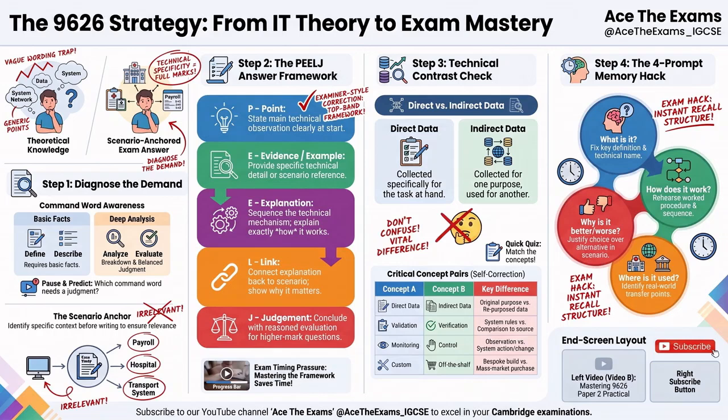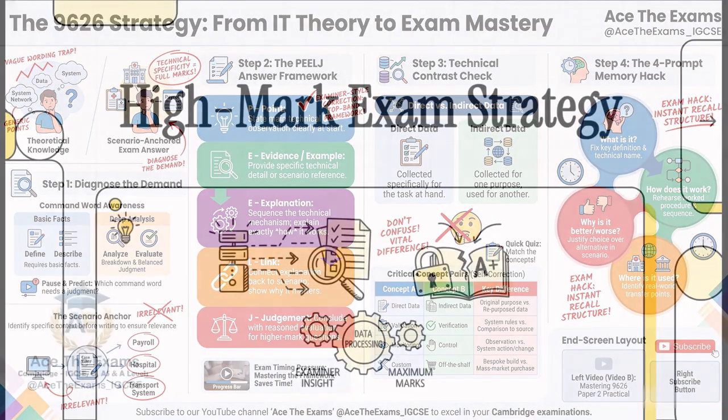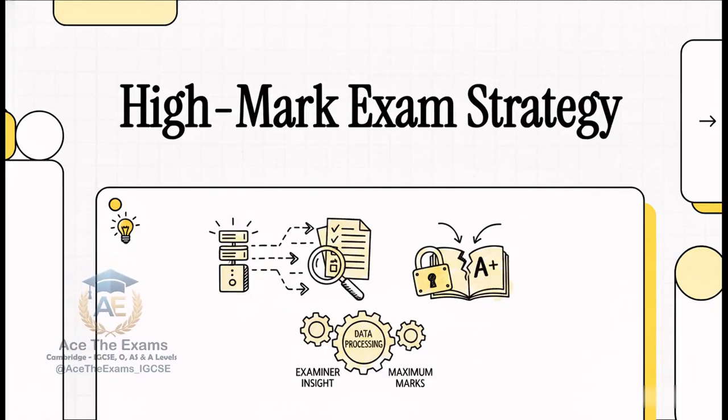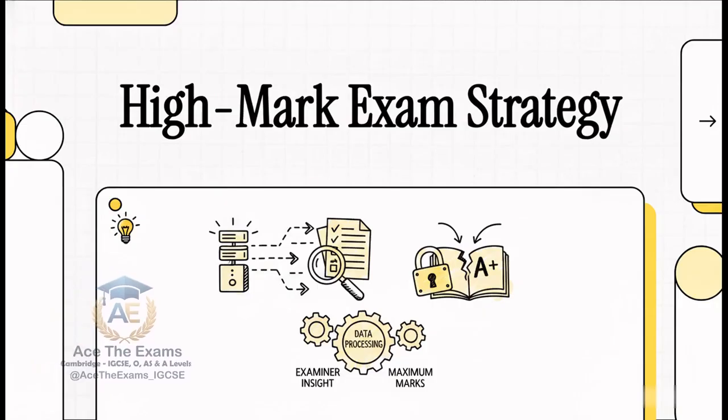You've spent weeks agonizing over the 9626 syllabus. You know the IT theory literally inside and out. But when results day finally drops, your marks are mysteriously capped at a B or a C. Why does this happen? Well, it's because knowing the technology itself is only half the battle.